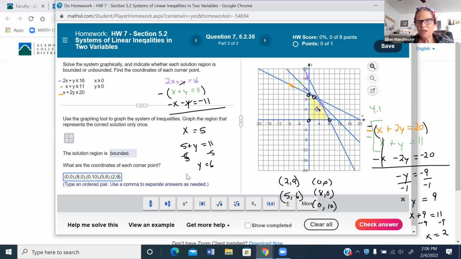And I can always double check. I have 1, 2, 3, 4, 5 corner points. So that's how you're going to find the corner points. You have to keep track of which line is which, where the lines cross. You have to keep track of which two lines are crossing. Whichever two lines are crossing, those are the two equations that you're going to use to do elimination to find out exactly what those points are. Okay, I'm going to stop there.